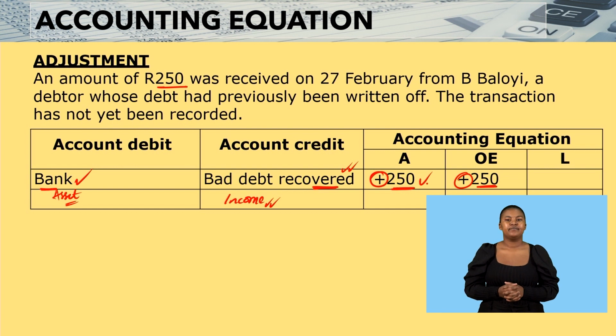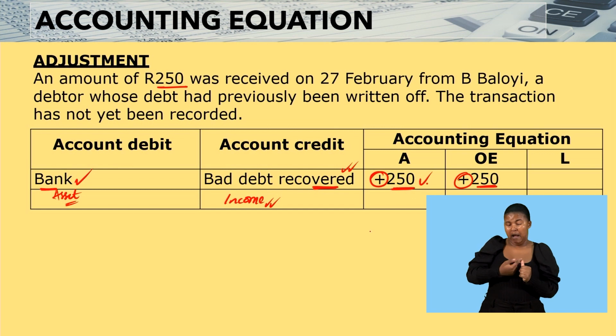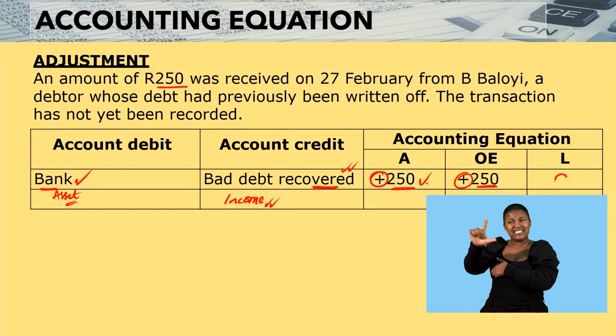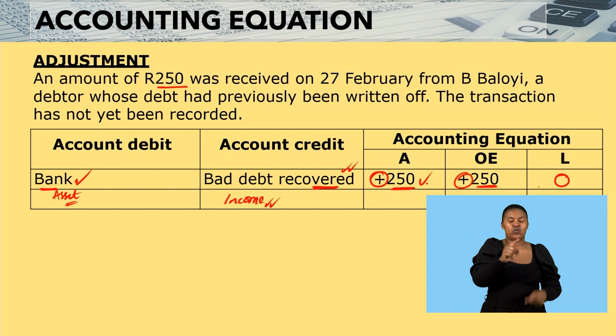It is very important, dear learners, that when you do this, you understand which account is affected. And remember, the signs are very important. Another thing that is very important is when a particular account is not affected. For example here, my liabilities are not affected, therefore I must put a 0 to indicate that there is no effect on my liabilities. What is affected is my assets as well as my owner's equity, but my liabilities remain 0.